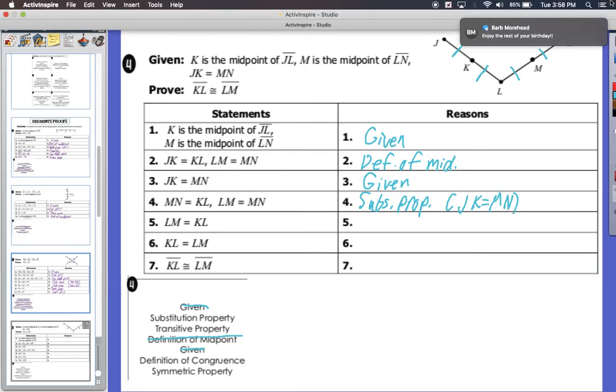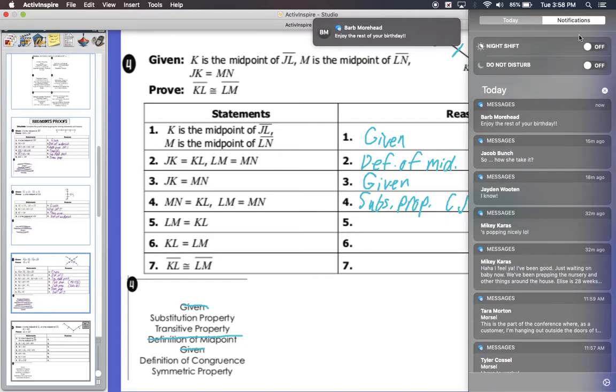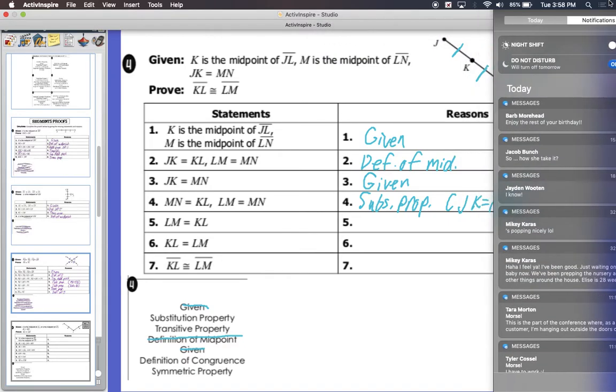Oh, and there's that nice little note there from what I call my school mom, Mrs. Moorhead there. I'll turn on Do Not Disturb, though, for the rest of the time.